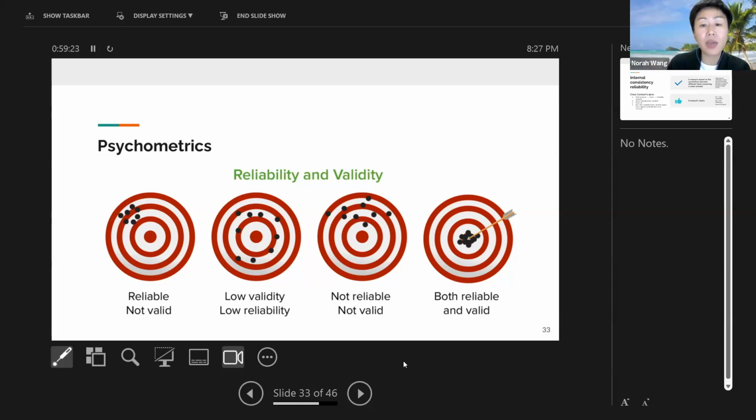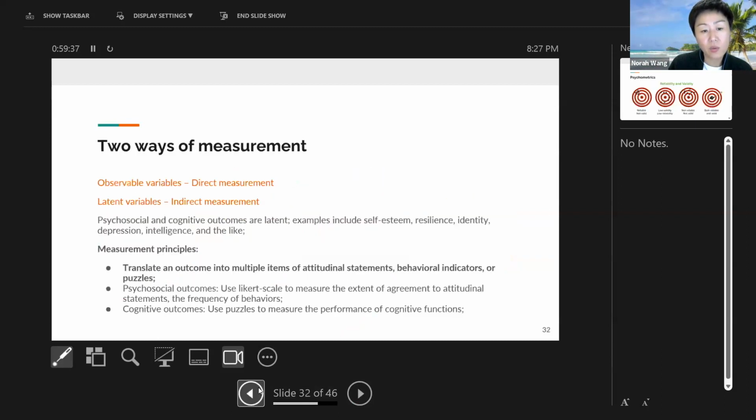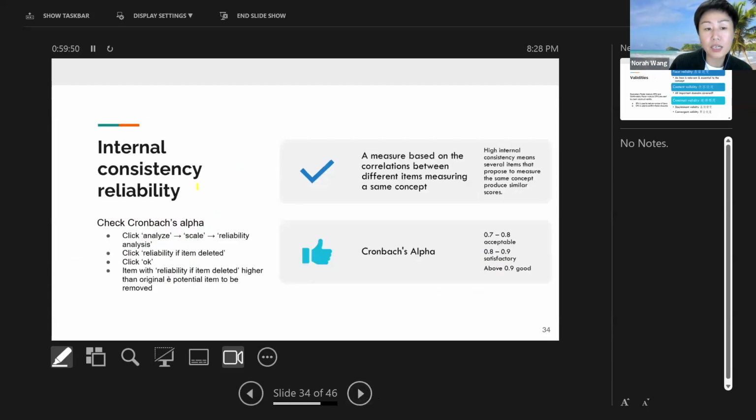So how can we actually measure that? How can we measure the reliability and the validity? Some of you have probably heard of internal consistency reliability. So why is it internal consistency? Because for a latent variable, we often use multiple items. So we want to measure the internal consistency among those multiple items, right? And the indicator we often use is Cronbach's alpha.